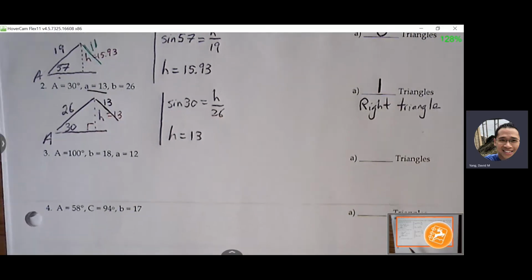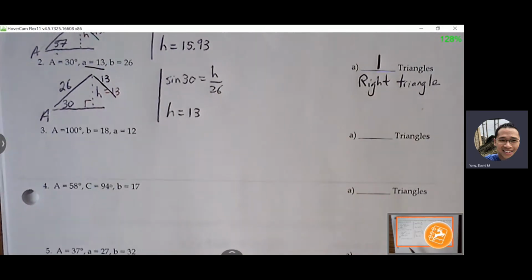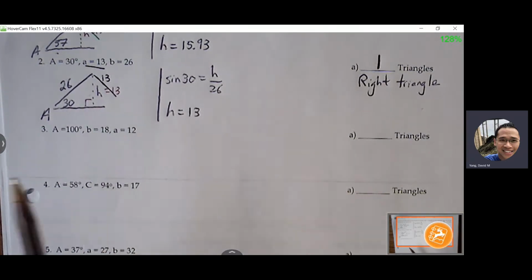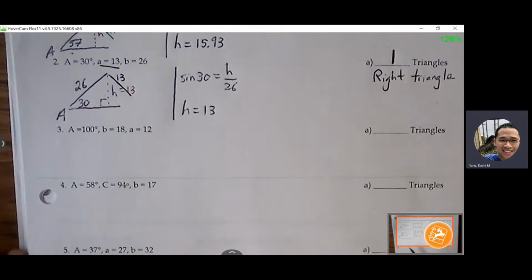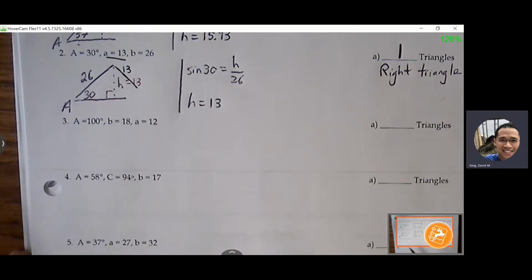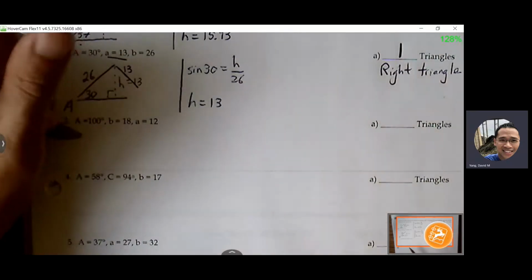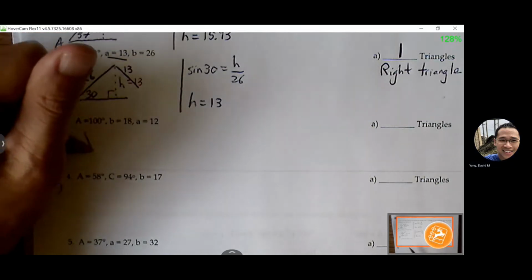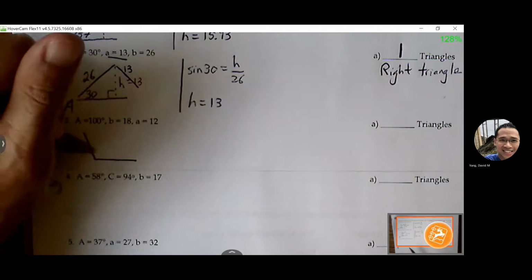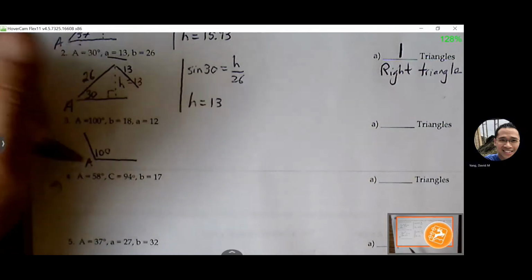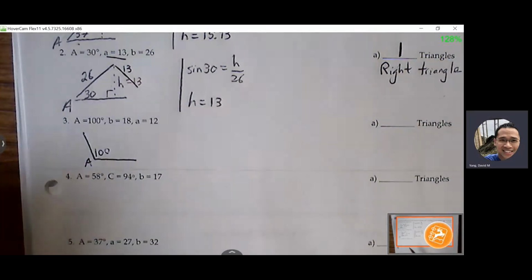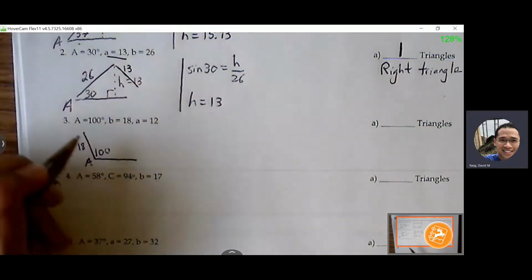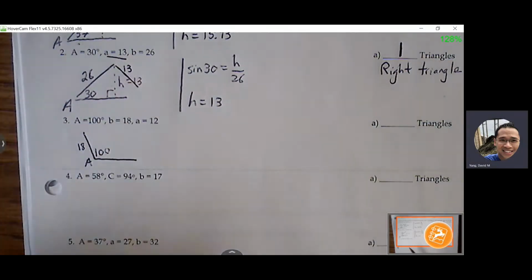All right, so moving on to number 3. We haven't seen an obtuse triangle yet, but I think we'll be able to tell just by looking at our triangle here. So same step, let's just create an angle that is greater than 90 degrees. Side B is 18. And side A is 12.